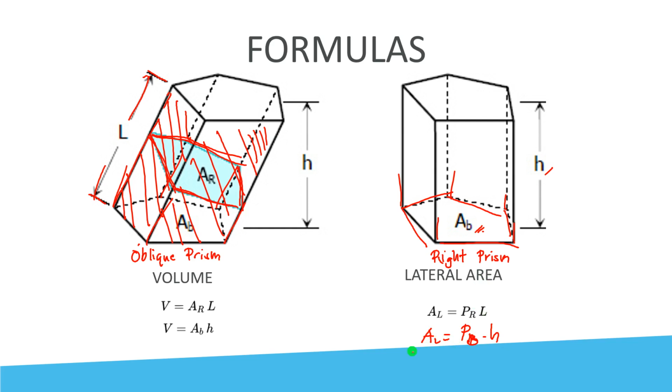If it is required to determine the total surface area of the prism, just add the lateral area to the sum of the bases, which is twice the area of the base.